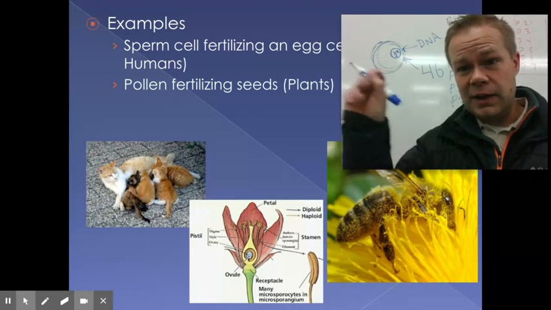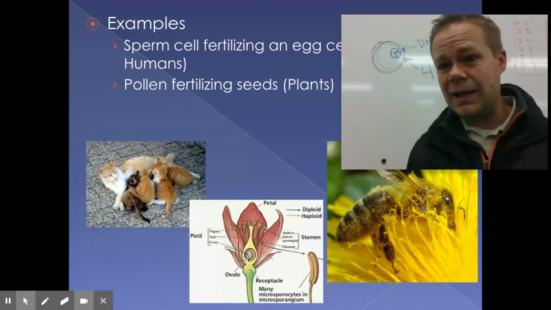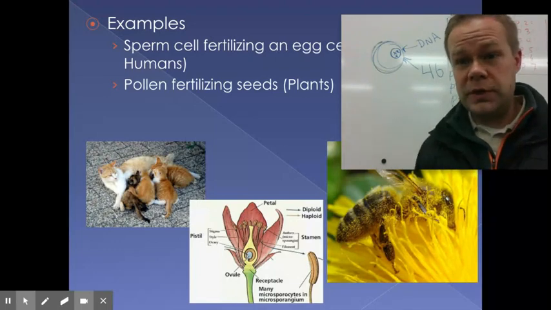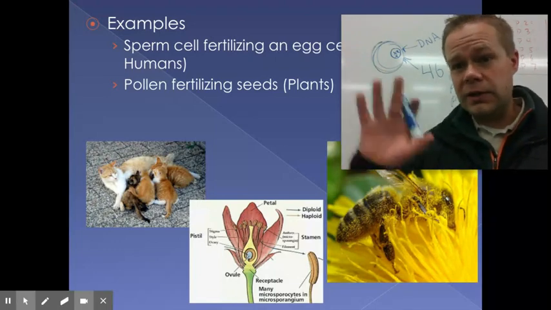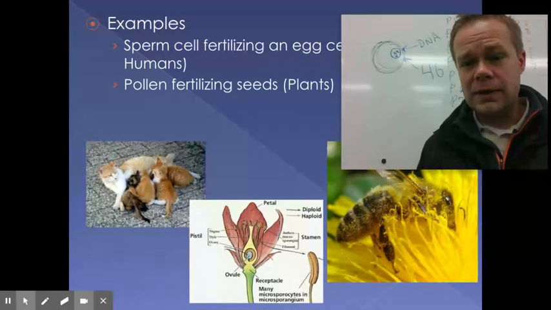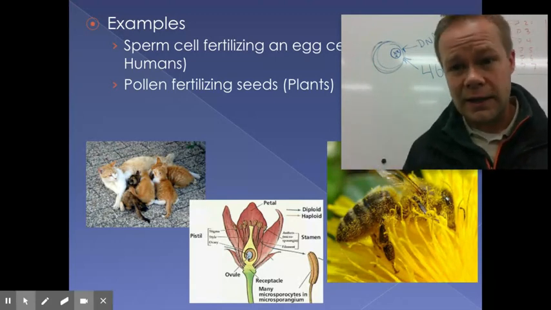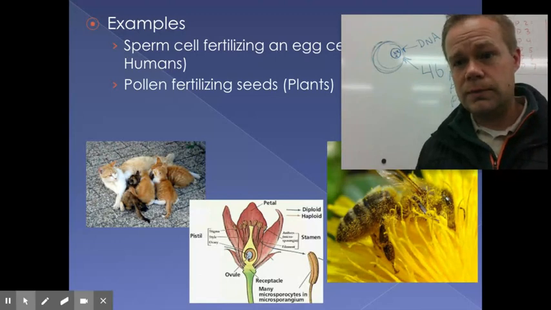You could take a brain cell, it's going to have those 46 chromosomes. You could take a skin cell, it's going to have 46 chromosomes. And they're the same 46 chromosomes. They're copies of each other. They look exactly the same. Because every time a cell divides, it copies all the DNA. So every cell in your body has a copy of those 46 chromosomes.